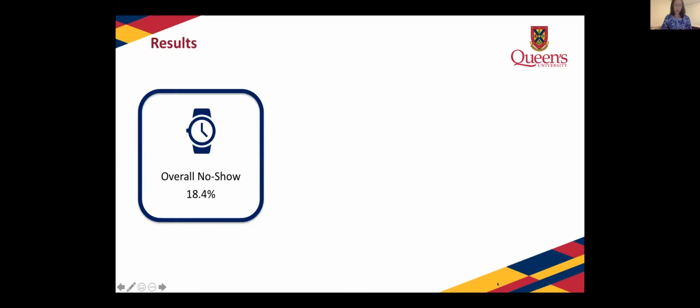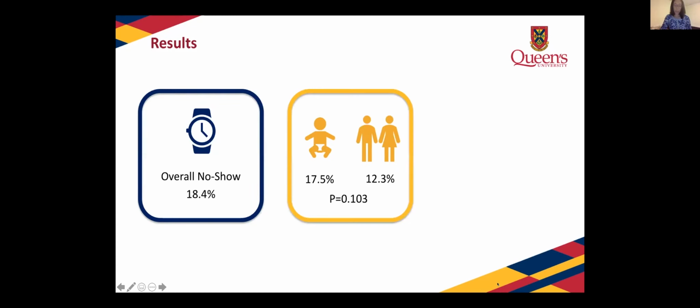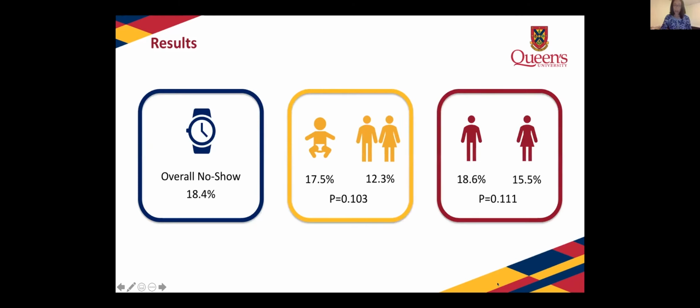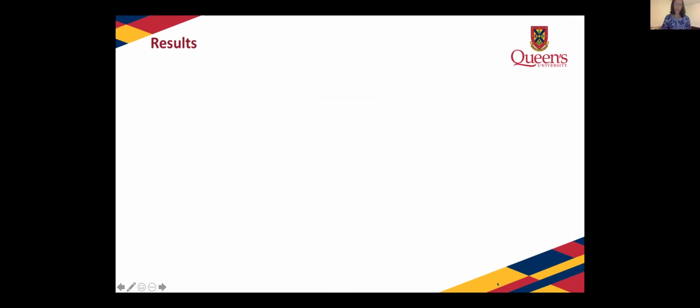Our results showed that overall, the no-show rate for the 12-month period was about 18.4%, with no difference between the 2 providers. Pediatric patients less than 18 years old were more likely to no-show than our adult strabismus patients, and males were more likely than females to no-show. However, neither of these demographic factors were statistically significant.